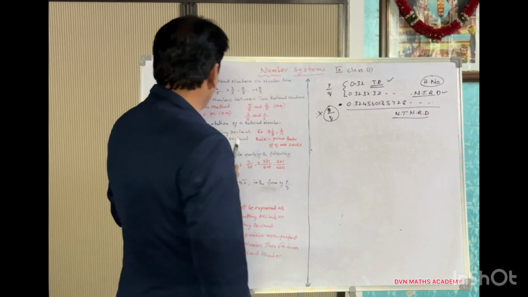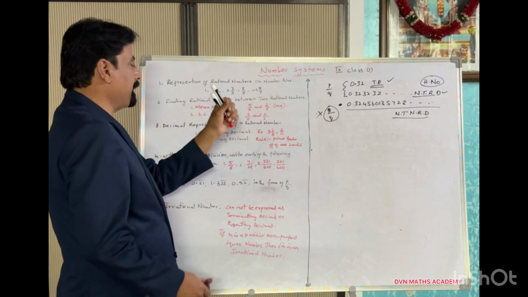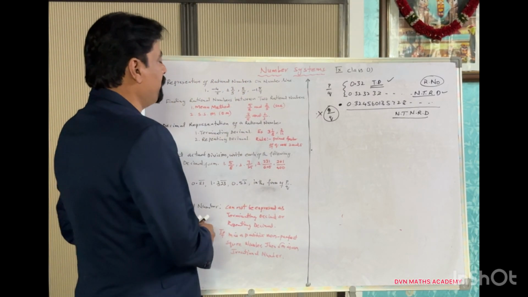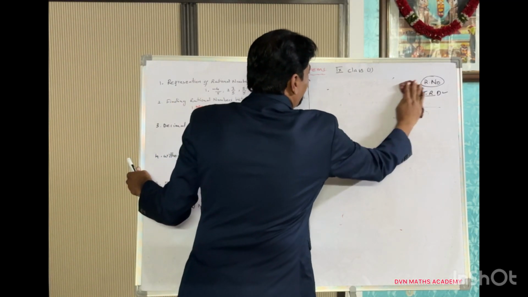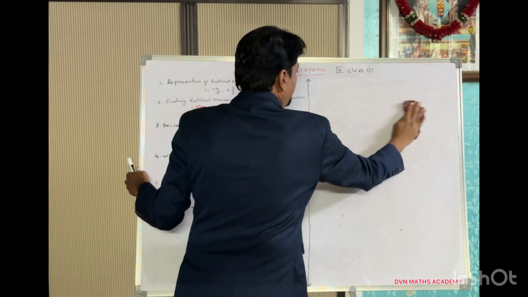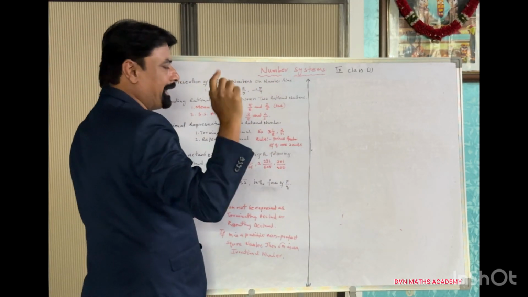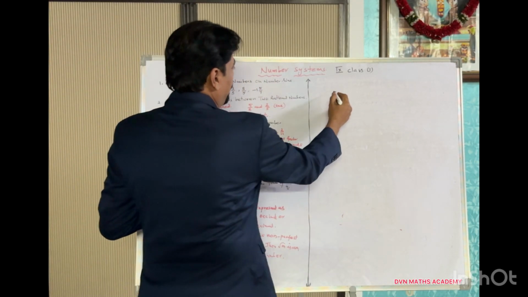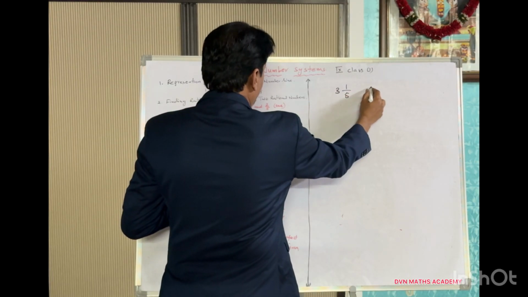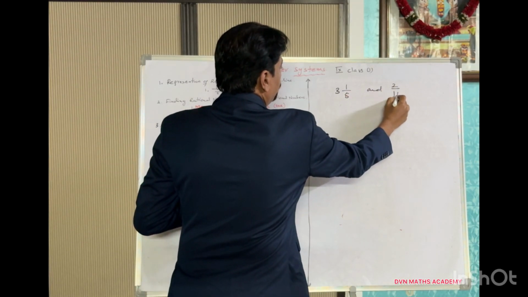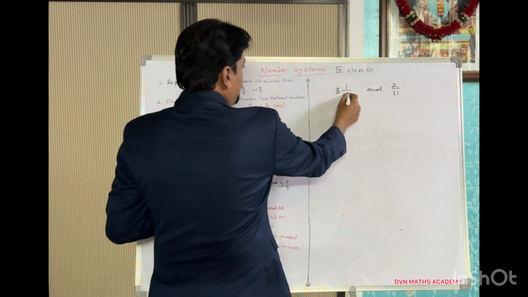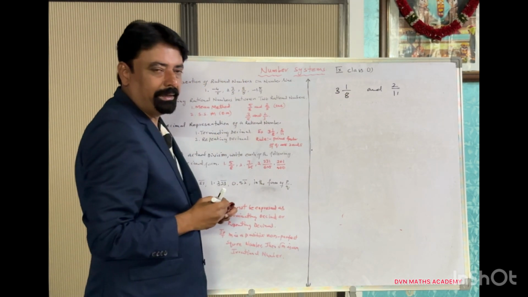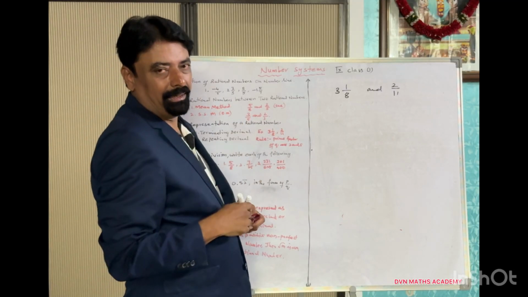So my next concept is the decimal representation of a rational number. Now I am going to tell you one interesting thing. You take any rational number. For example, here I have taken 3 1 by 8 and 2 by 11. So here two rational numbers I have taken. The first rational number is 3 1 by 8 and the second one is 2 by 11.